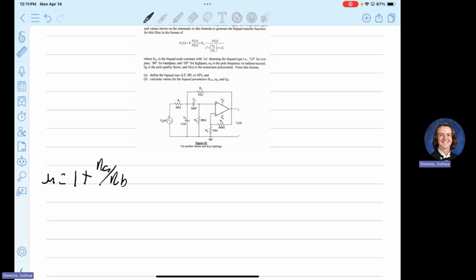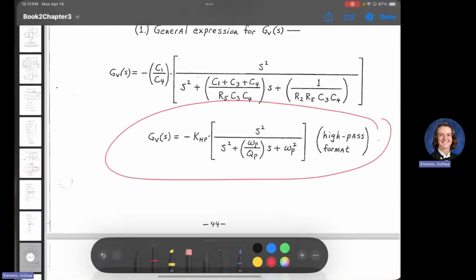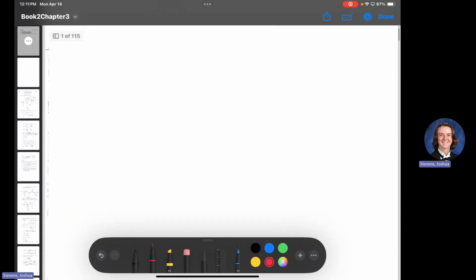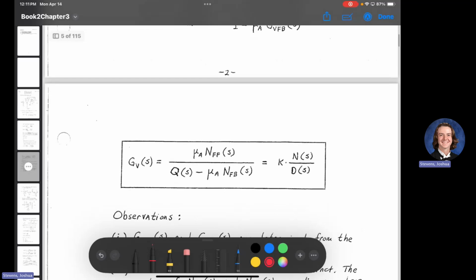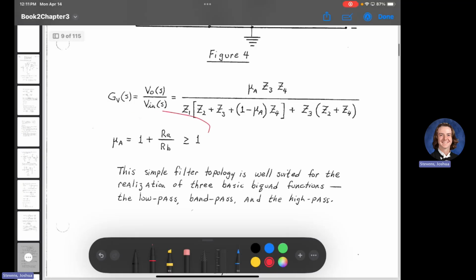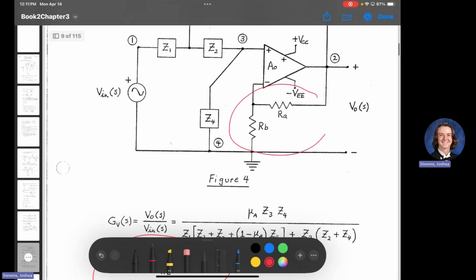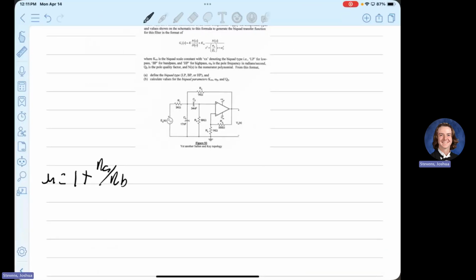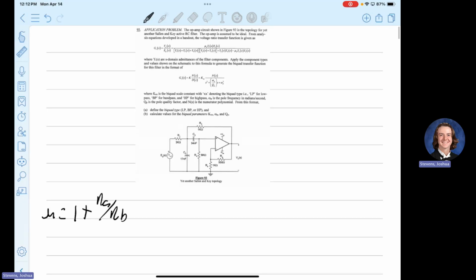Okay. Well, this is found on page 9 of that book 2, chapter 3, where it shows the op amp gain where mu A is, and it's the same topology. Yeah, that RA, RB. Now the Z's are a little bit different, but that doesn't matter. All right. So we found that mu A equals 1 plus RA over RB.